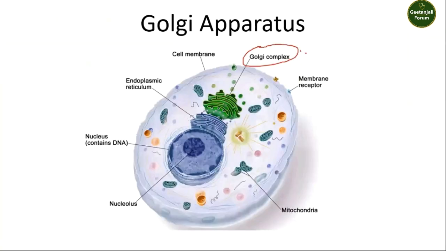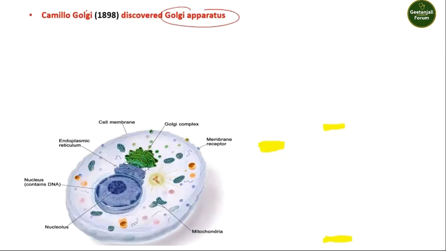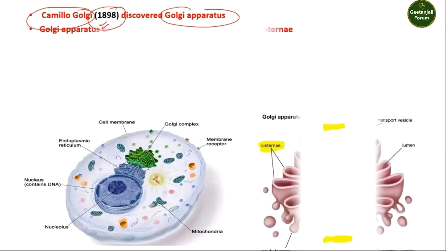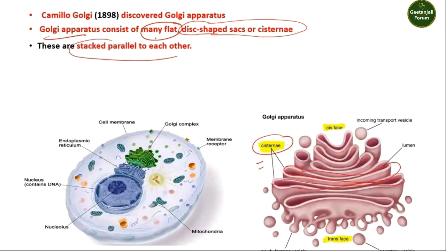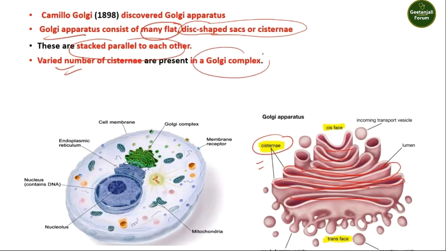Next is Golgi apparatus. It is also known as Golgi complex. These are the Golgi complex. The Golgi apparatus was discovered by Camillo Golgi in 1898. On his name, we call them Golgi apparatus. These Golgi apparatus have several flat disc-shaped sacs or cisternae. These are the cisternae. You can see here their shape is disc-like. These are called cisternae. They are stacked parallel to each other. You can see here these are present parallel to each other. Their number can vary among different types of cells.